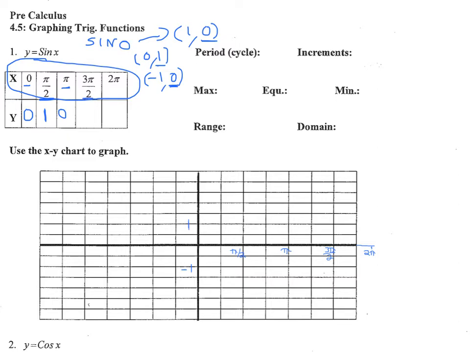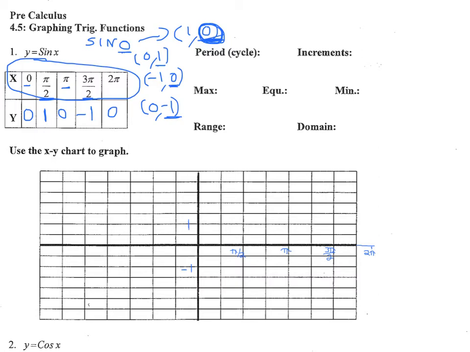When we do 3 pi over 2, the ordered pair is 0, -1. So if I take the y value, it's -1. And then 2 pi is going to be the same as 0, so the ordered pair is 1, 0. So the sine of 2 pi is 0. You can see how the 0 goes every other point.